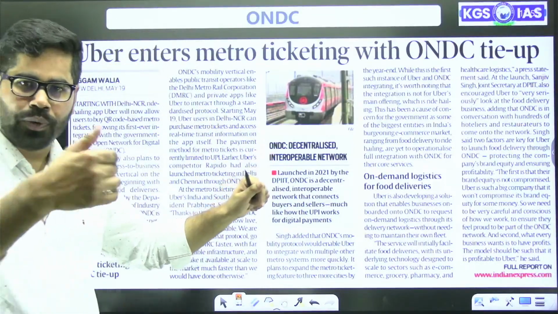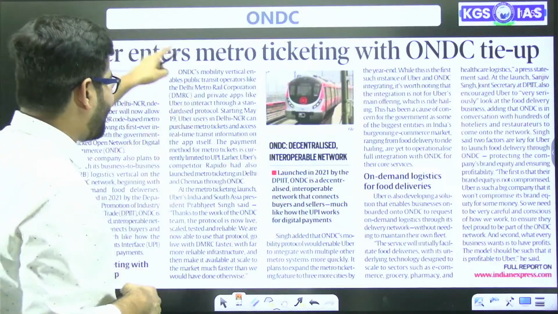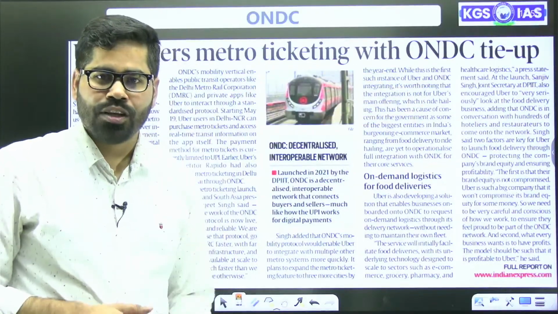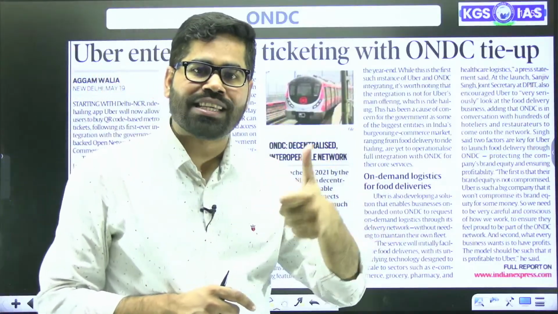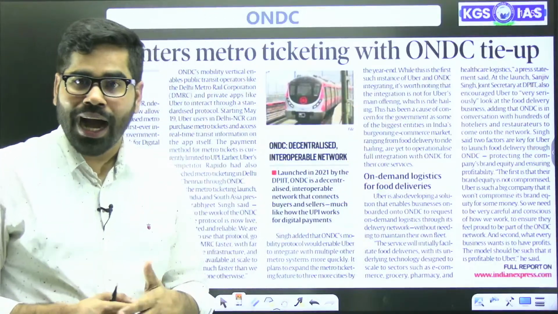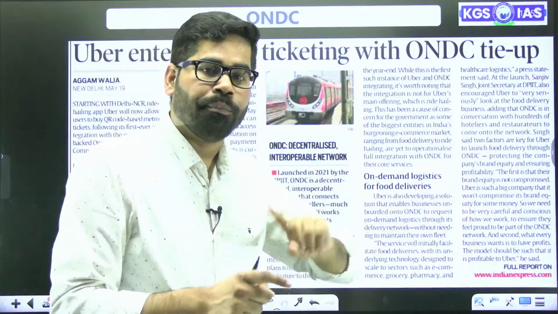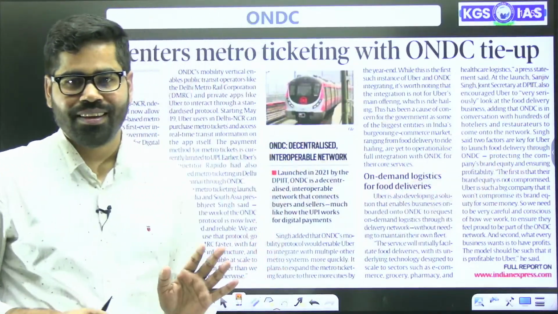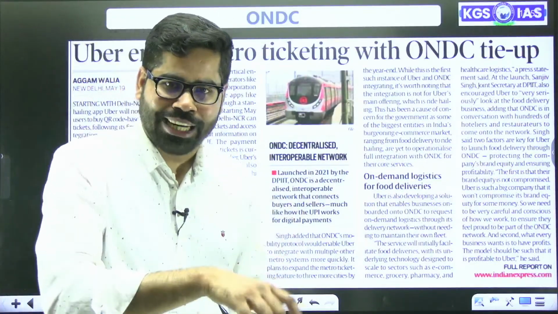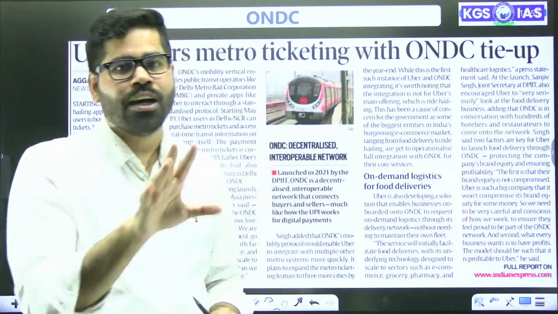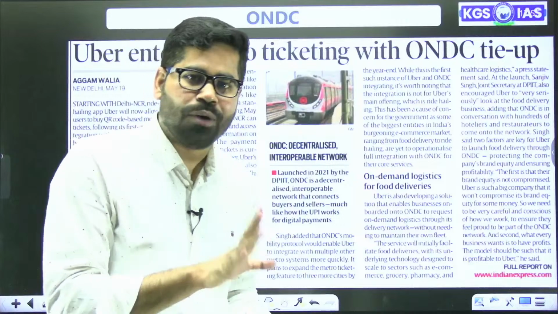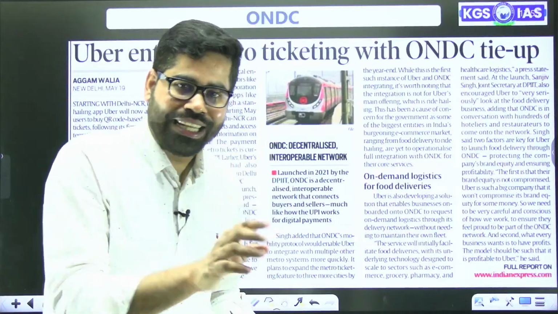the Uber which provides you the ride, has entered metro ticketing with an ONDC tie-up. So there is a tie-up between ONDC and the Uber company, and Uber is now selling metro tickets with the help of the ONDC platform. So this is the one idea of what ONDC is all about.